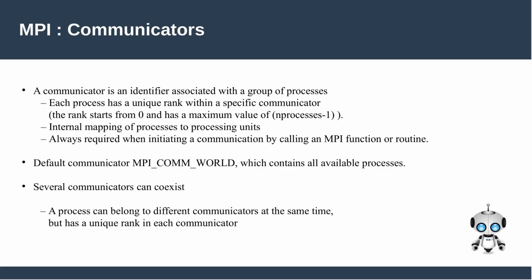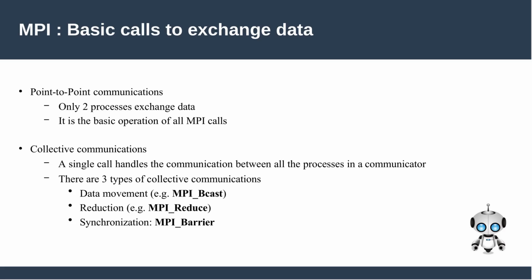Communicators in Message Passing Interface are crucial for managing process groups. Each process has a unique rank within a communicator, starting from 0. The default communicator, MPI_COMM_WORLD, includes all processes. Multiple communicators can coexist, allowing a process to belong to different groups, each with a unique rank, facilitating flexible communication setups. Point-to-point communication involves data exchange between two processes, forming the foundation of all Message Passing Interface calls.